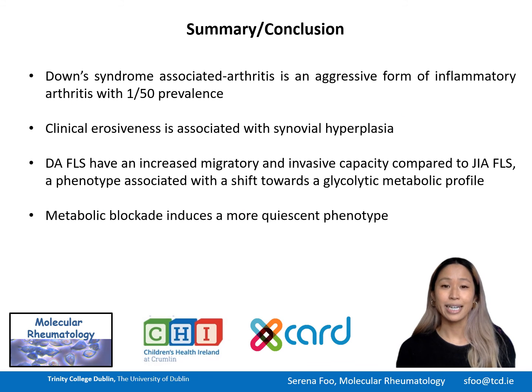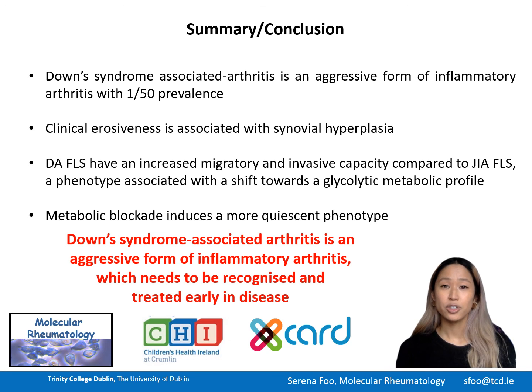These results show that DA is a more aggressive form of arthritis compared to JIA. DA fibroblasts have a higher migratory and invasive capacity that relies on an increase in the metabolic profile of these cells. Furthermore, glycolytic blockade of these cells results in an inactive phenotype and partially resolves inflammation. In summary, better treatment strategies and better understanding of the pathological mechanisms of DA are much needed.